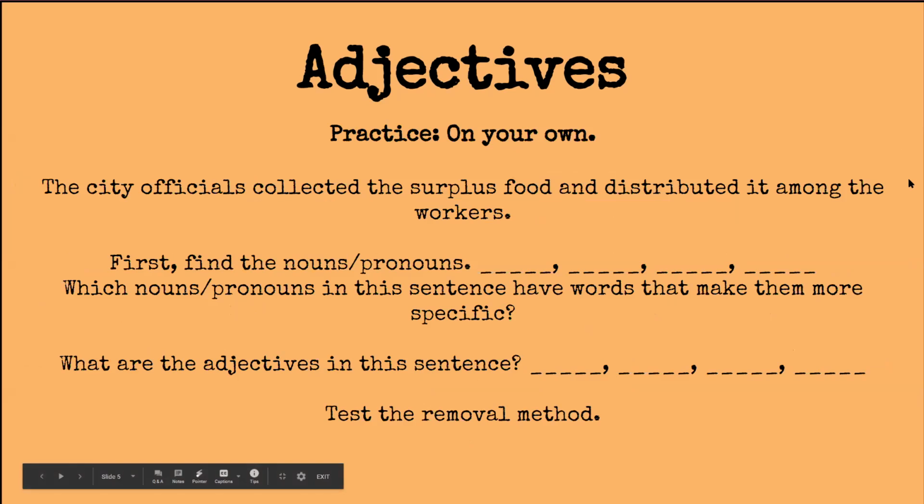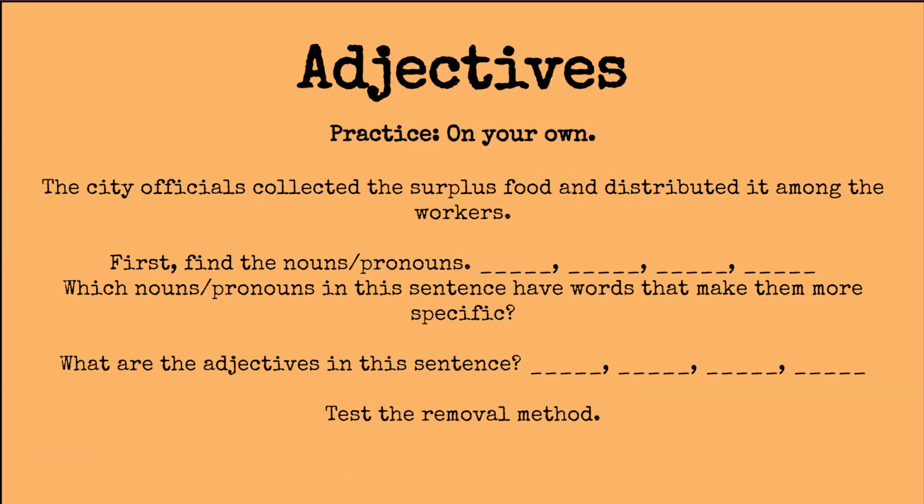So this is a new one. The city officials collected the surplus food and distributed it among the workers. So go through the process of elimination. Find the nouns and pronouns. I've given you a hint here. There are 4 of them in this sentence.